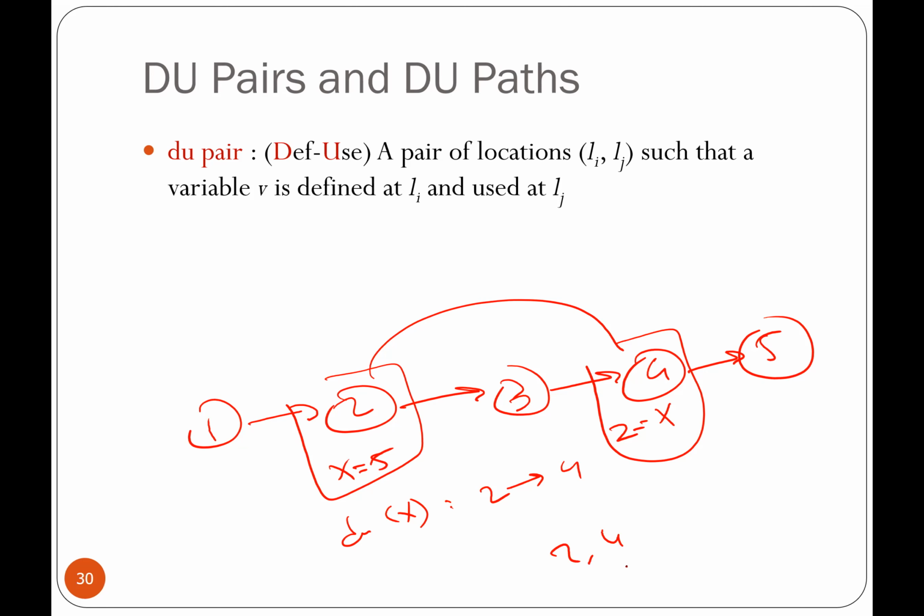Obviously, right now I have just the one path, but it could have been more, and we're going to talk about this in a moment. It could have been something like this. Still, the DU pair is the same. It's still two, four. But now it could have come through multiple DU paths. The first path is 2, 3, 4. The second path is 2, 6, 4. Is this clear for everyone so far?